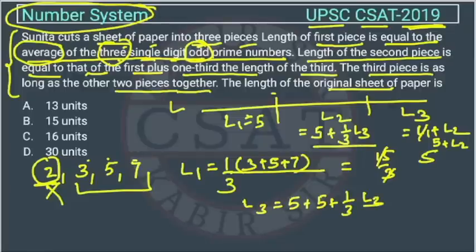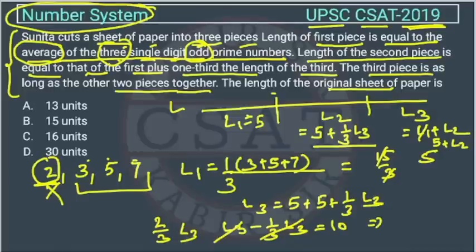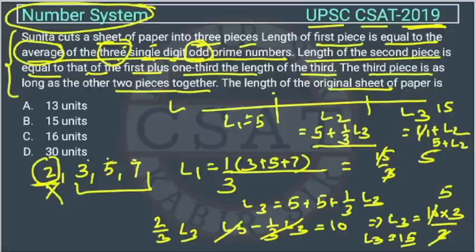So this will become L3 minus 1 upon 3 L3 is equal to 10, and this will be 2 by 3 L3. Right, so this will become how much? This will become L3 is equal to 10 into 3 upon 2. This will be 5, this is 15. L3 is 15.